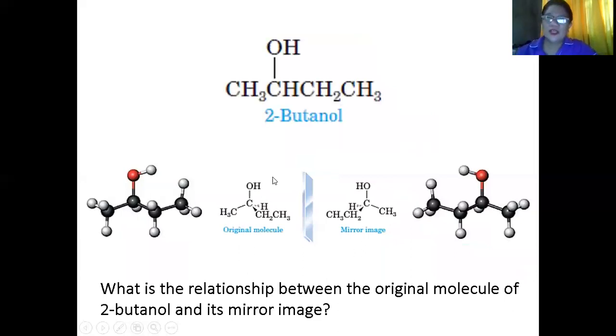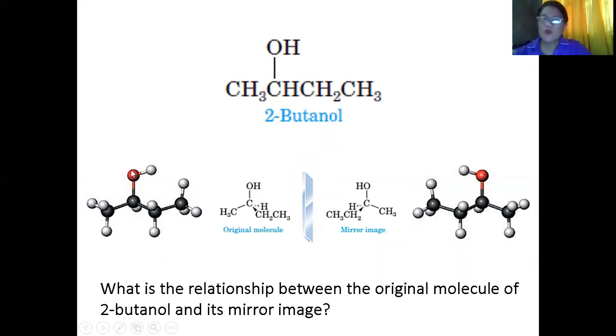So this one is 2-butanol. Why is it 2-butanol? Because it is an alcohol. Take a look: 1, 2, 3, 4. So it has four carbons, it's butane. But there is an alcohol at carbon 2. That is why it's called 2-butanol.